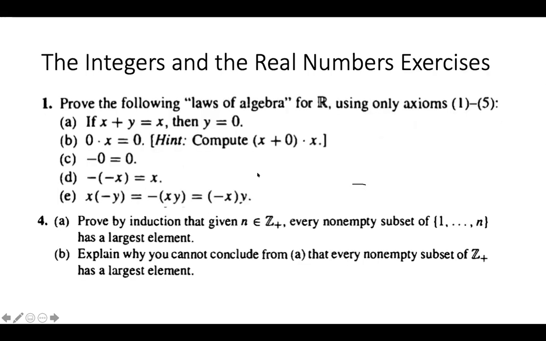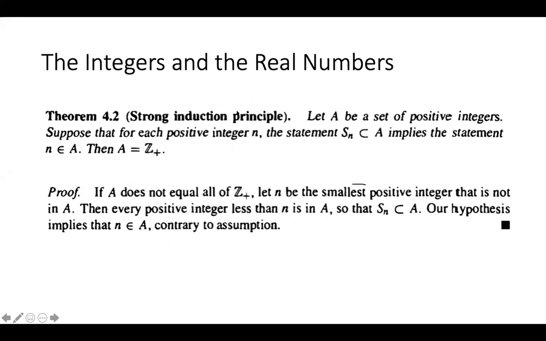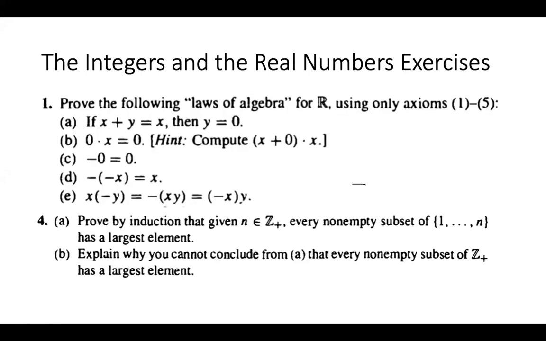So these are some exercises which I encourage you to attempt. I'll share the presentation and I'll share solutions. Some of these are quite straightforward. They're just using the axioms from 1 to 5. For example, if X plus Y equals X, then Y equals 0, which is almost the axiom itself, saying that there is an element 0 which added to another element gives the element itself, and so forth.